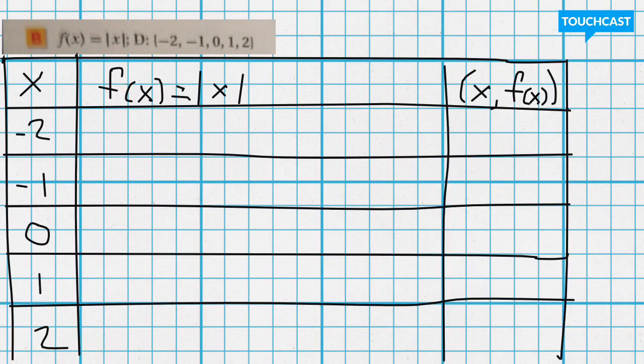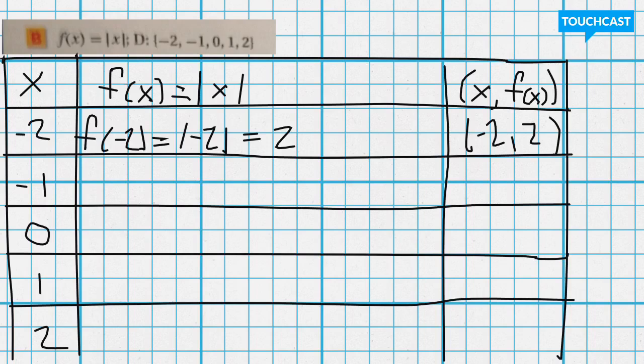So let's start by evaluating the function when x is equal to negative 2. So we're looking for f of negative 2, which is going to equal the absolute value of negative 2. And remember, the absolute value means how far is that number from 0. How many units from 0 is negative 2? That is 2 units, so our first ordered pair is negative 2, 2.